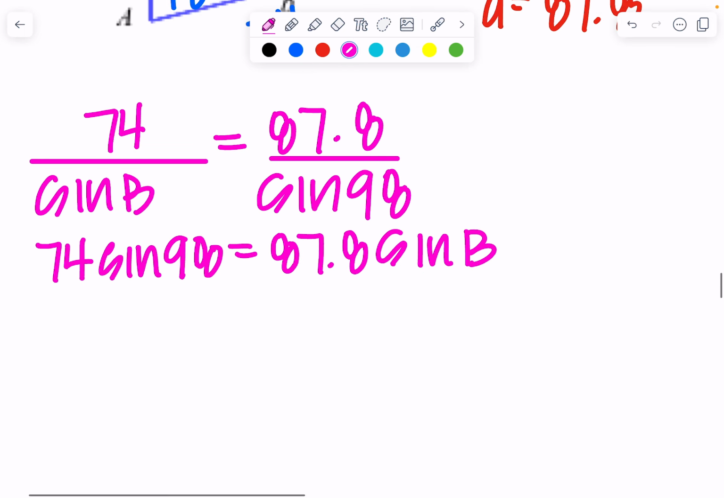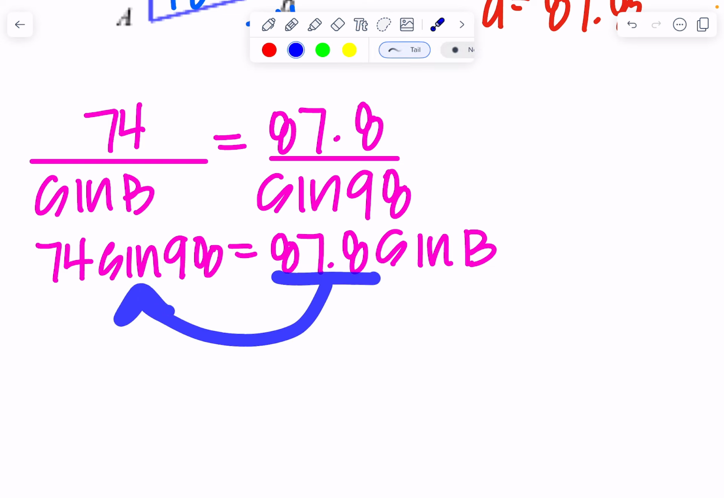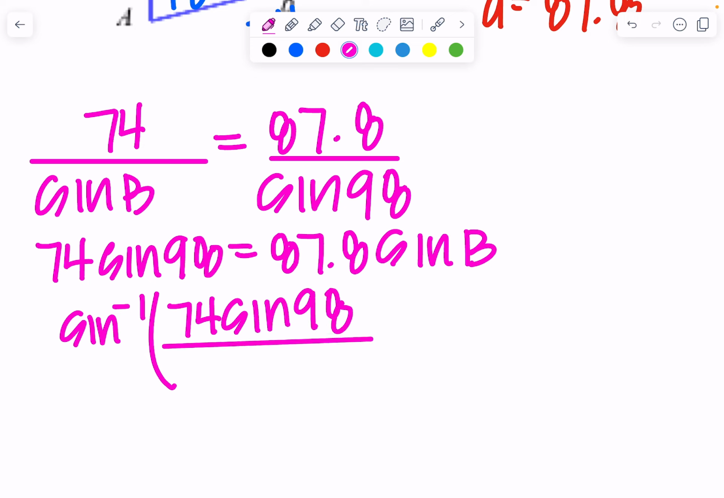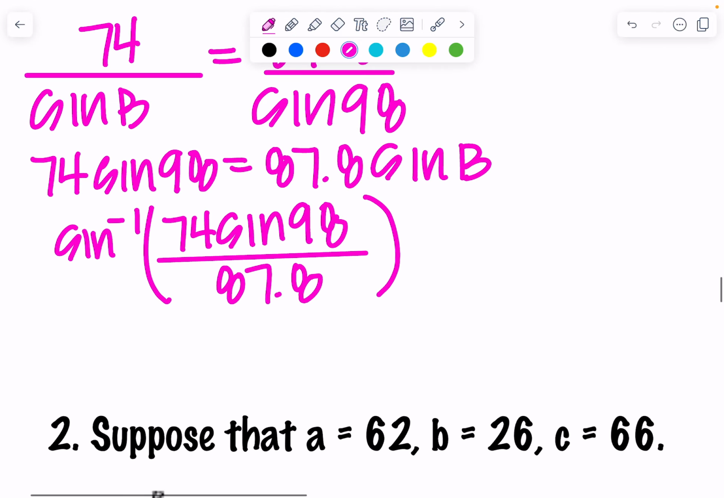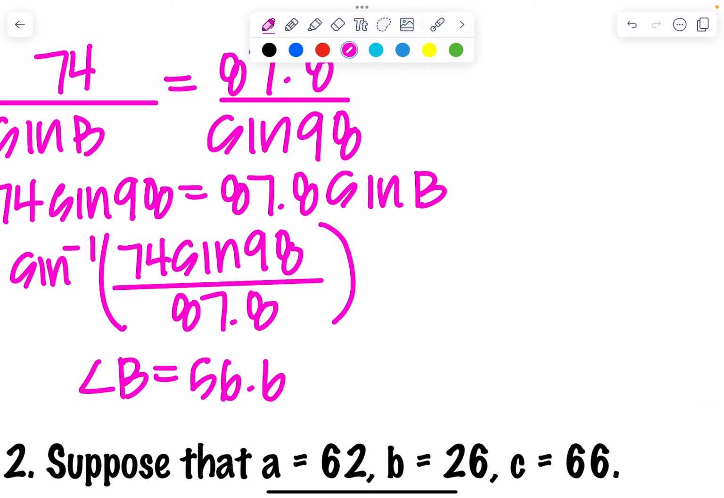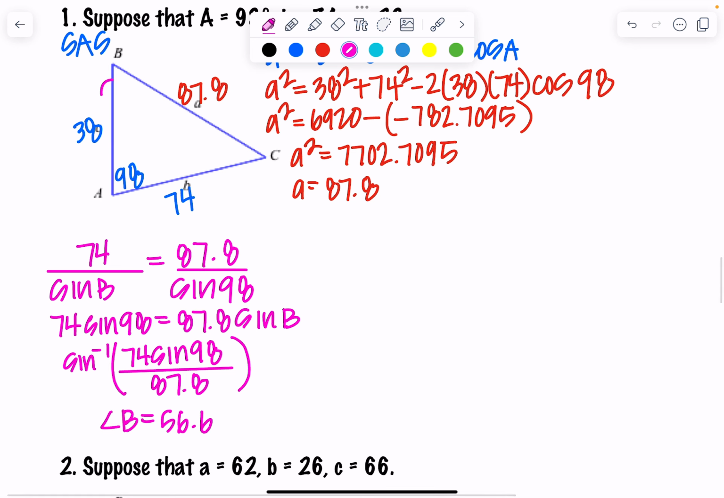So in our calculator, if we divide both sides by 87.8, again, I'm going to rush through the sine part because you guys should know law of sines by now. In my calculator, I should be typing in inverse sine of 74 sine 98 over 87.8. Okay, and we should get, for angle B, 56.6. That's what should go here.